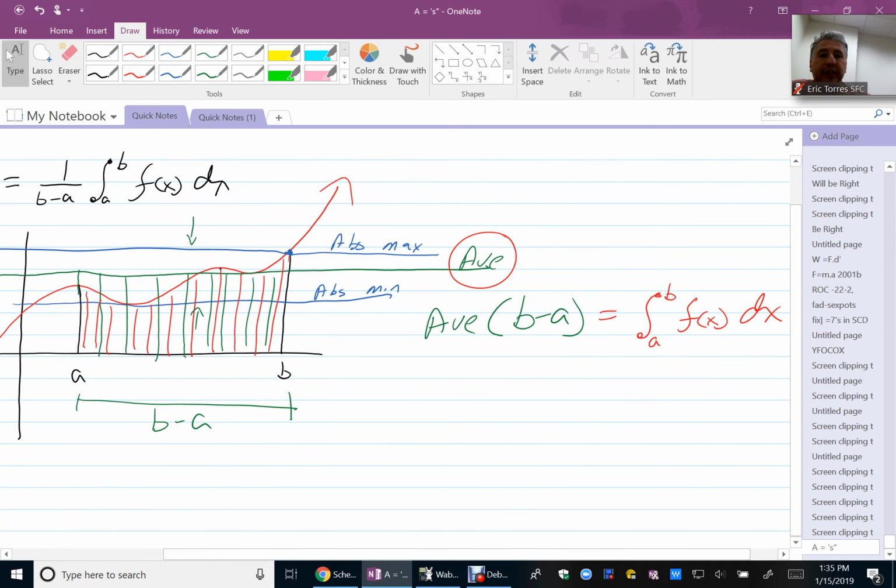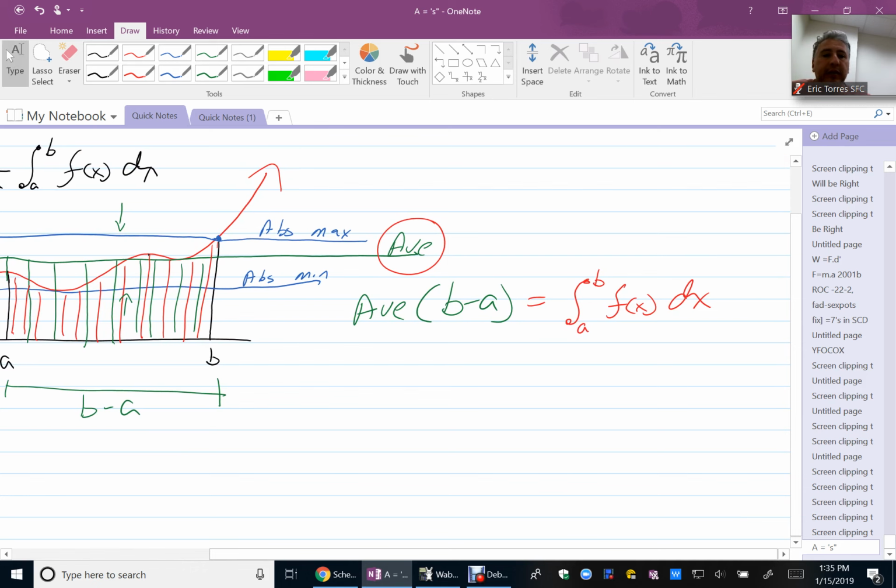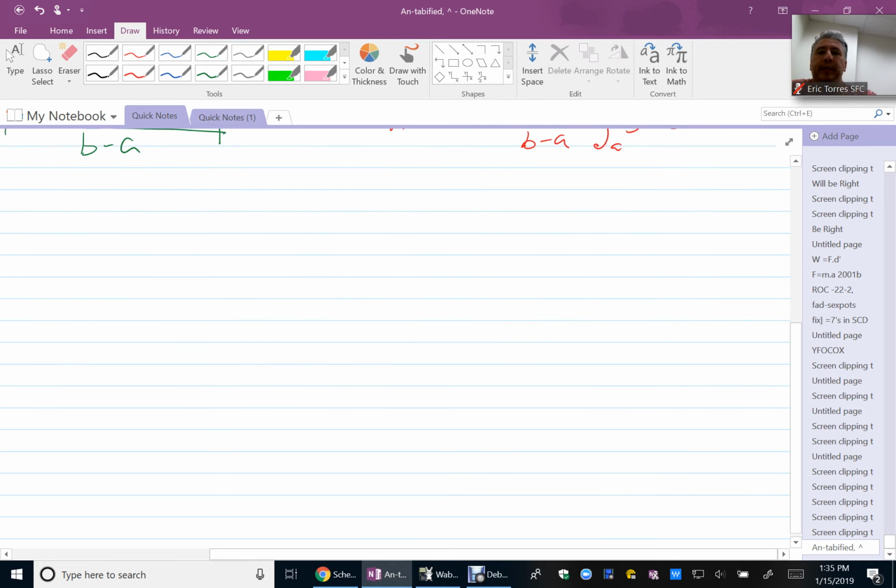If I want to find the average value of my function, all I have to do is divide by this, or multiply by 1 over it. And I end up with the average value of the function. So that's the explanation of it from a geometric standpoint. But pretty much it's a very, very simple formula. So let's use an example.